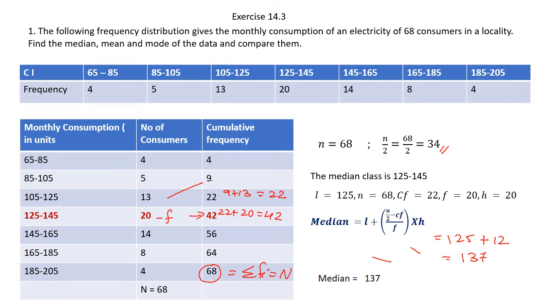So the formula is median equals L plus (n upon 2 minus CF) upon F into H. We just simply substitute. So 125 plus (34 minus 22) upon 20 into 20. This 20 will cancel easily in this case. So we are left with 125 plus, here 34 minus 22 gives 12. So we will get 137 units. So we got the median, that is, the median consumption of electricity is 137 units.